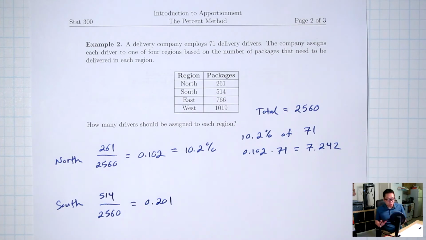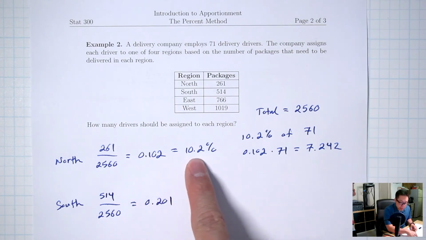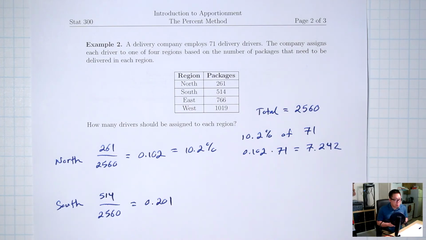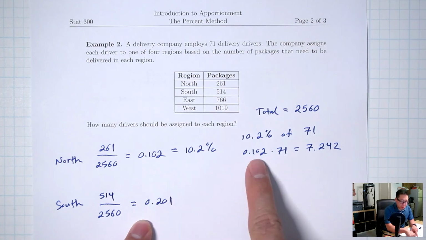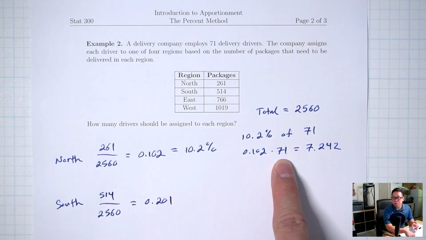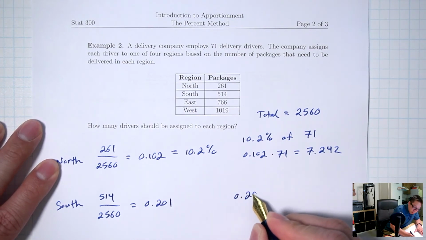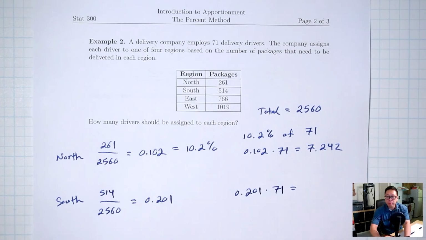So I'm going to be lazy here because I notice now that, right, we start with a decimal, we convert it to a percent, and then we have to convert it back to a decimal before we multiply. So let's be lazy here and not convert it to a percent. So let's keep it as a decimal and just take the decimal and times it by the number of drivers we're trying to share. 0.201 times 71. 14.271.